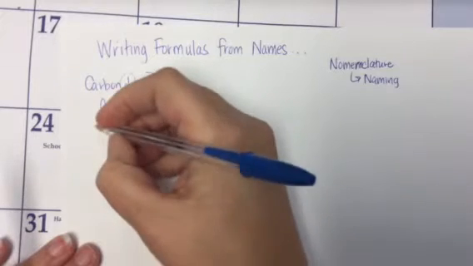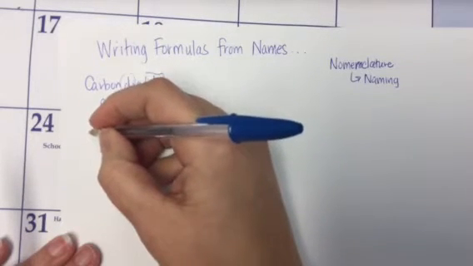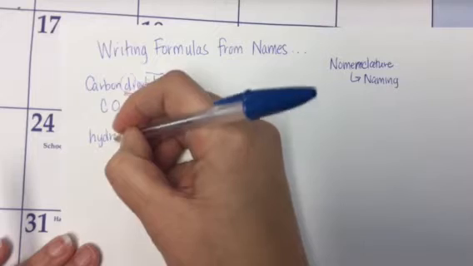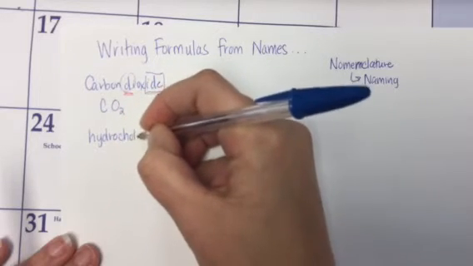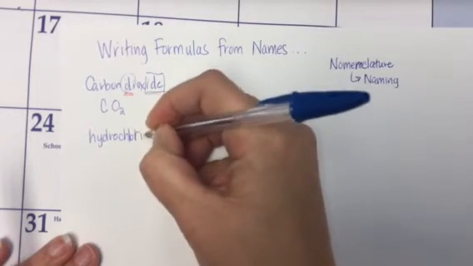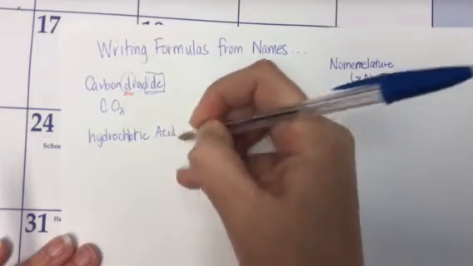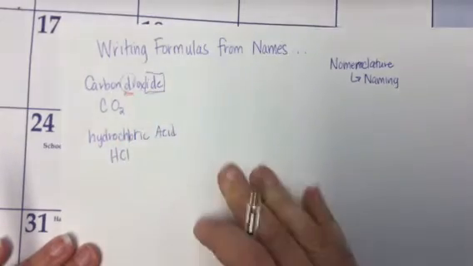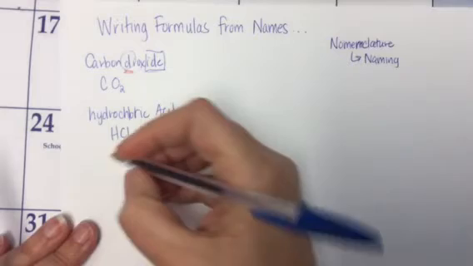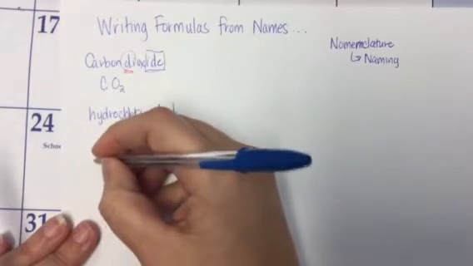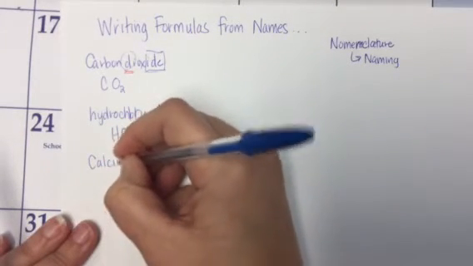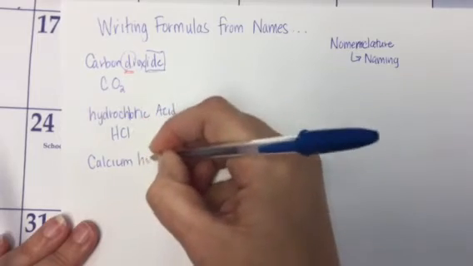In another case, if you had something like hydrochloric acid, you're going to have those memorized. So hydrochloric acid is just HCl. There's nothing to do there. The harder ones are maybe the ones with the polyatomics, like calcium hydroxide.